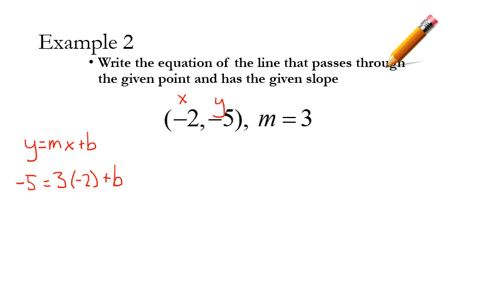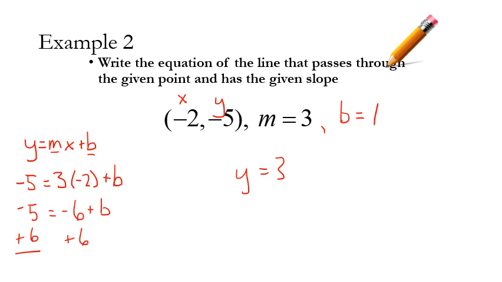Okay, from there we can simplify and solve for b in order to write the equation. Again, I only need a slope and a y-intercept to write the equation. I had the slope, I'm doing this work to find the y-intercept. Let's simplify and solve. -5 equals -6 plus b. To solve for b, I'll add 6. So b is going to equal 1. I can now write my equation. y equals mx plus b.